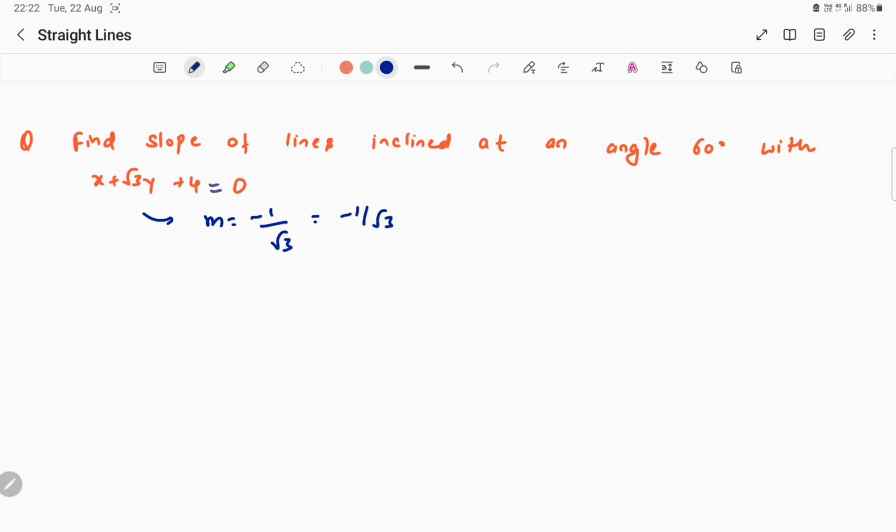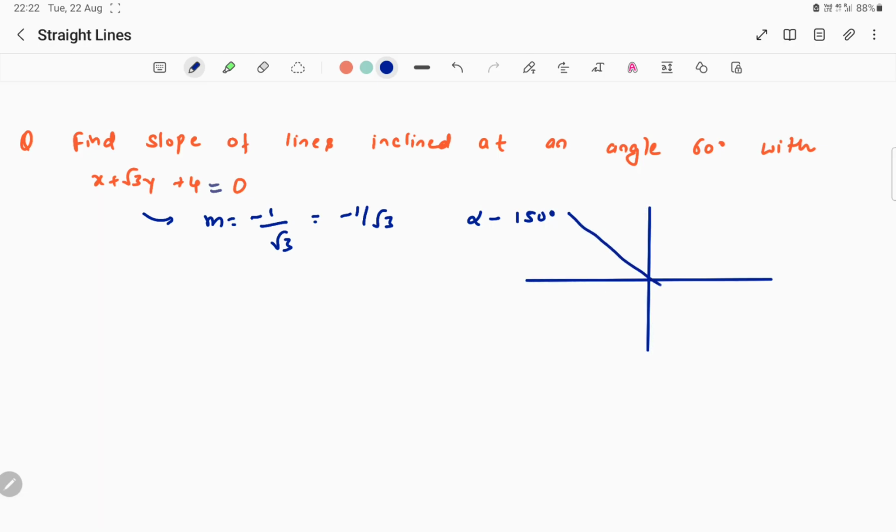Minus 1 by root 3 corresponds to what angle? Think. So tan 150. Because tan 150 you can write as tan (180 minus 30). Tan (180 minus 30) is minus tan 30, which is minus 1 by root 3. Okay, so basically alpha is 150 degree. See, like this by observation how we are solving.